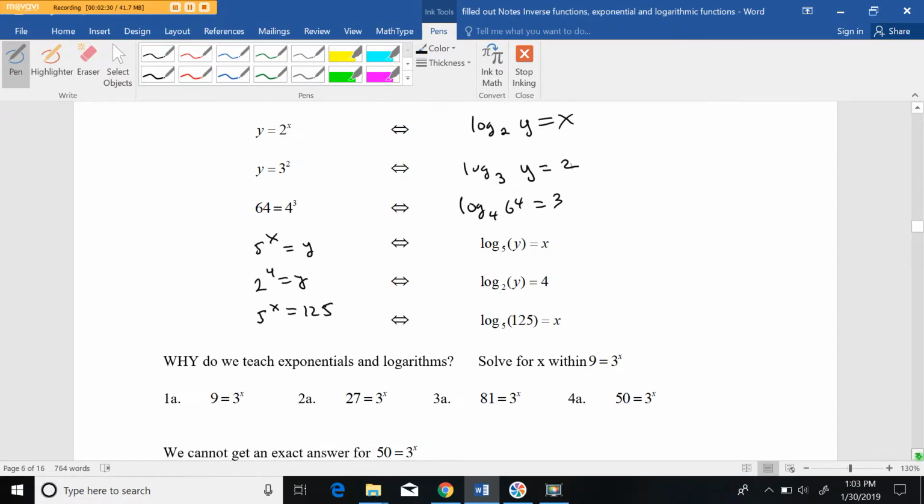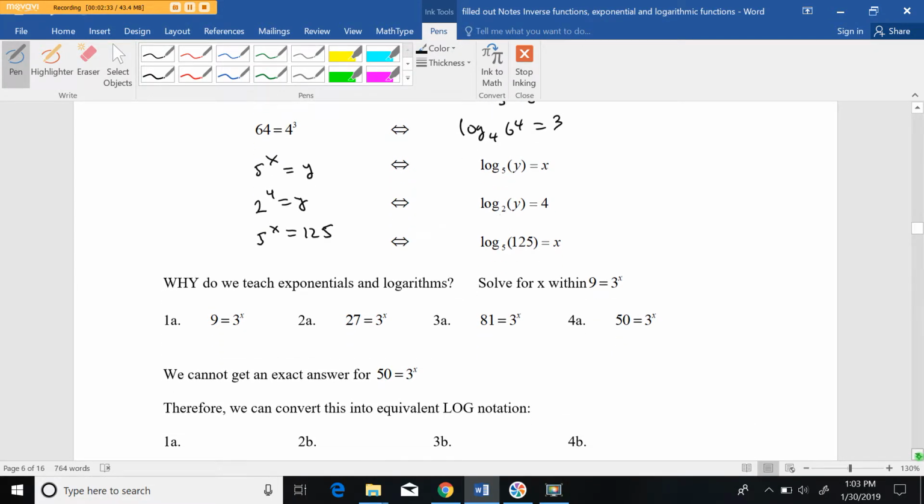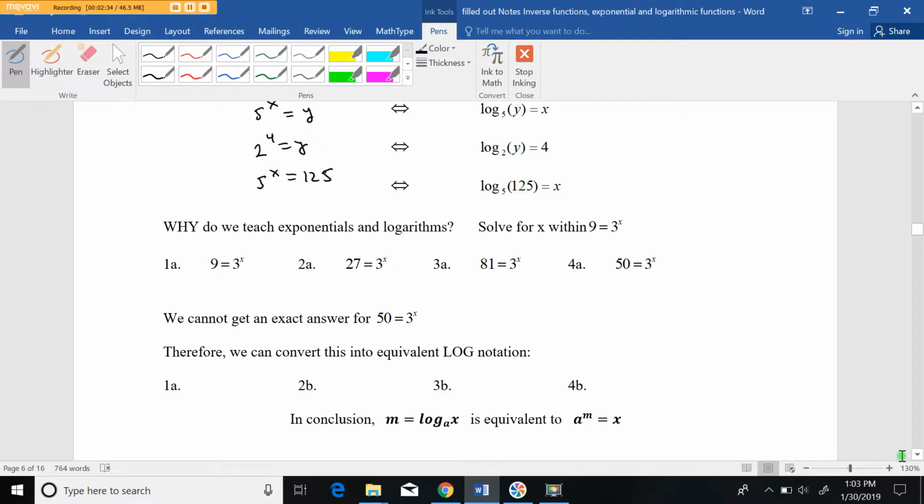All right, in the notes here: why do we teach logarithms and exponentials? Well, there are lots of reasons, but there are some specific ones here. So, solve for x. This one's pretty easy. I'm just going to write down the solution. 3 to the x equals 9. x has to be 2. This one also is pretty easy to solve. 3 to the third power is 27, so x is 3. And 3 to the fourth power is 81, so x is 4.